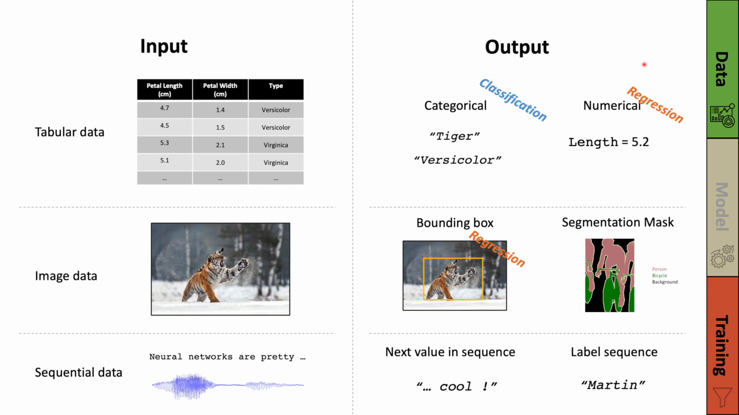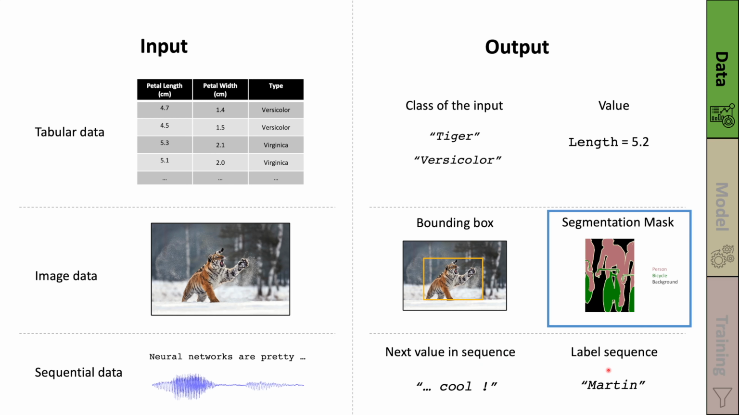Segmentation masks, these are classification tasks where we have a classification for each pixel in the output. And then predicting the next value in a sequence, that can be either a regression or classification task, depending on what type of sequence you have. Labeling a sequence, that would be a classification task, and all of them basically determine what kind of objective we need to use. In addition, they also might sometimes determine what kind of model we want to use.